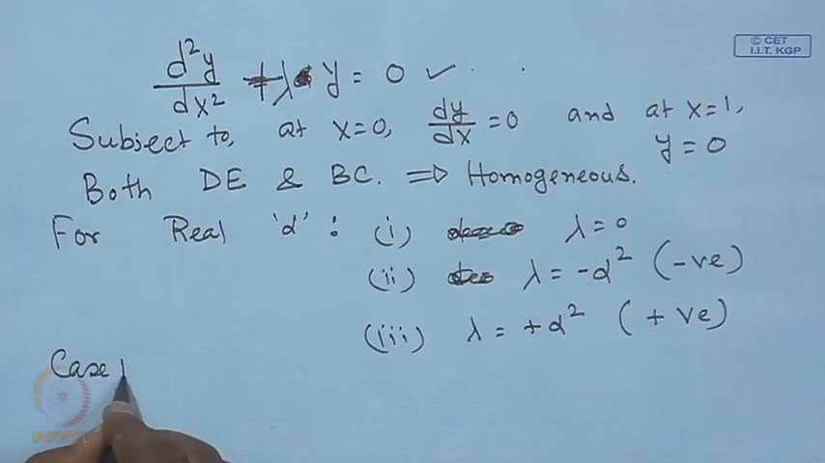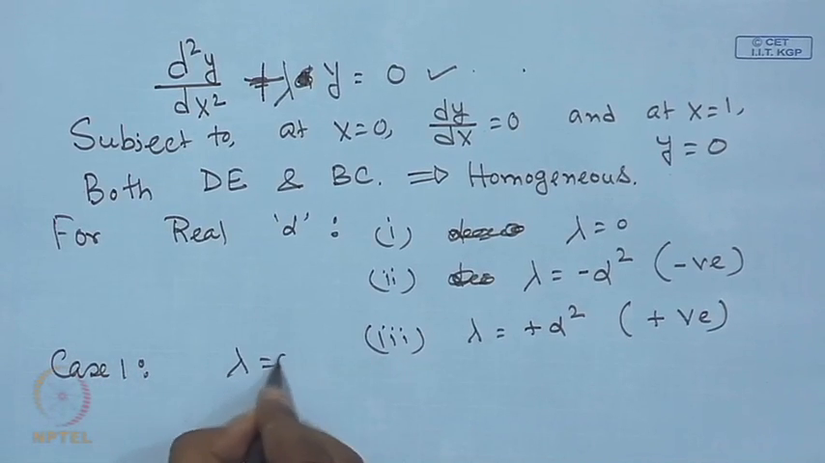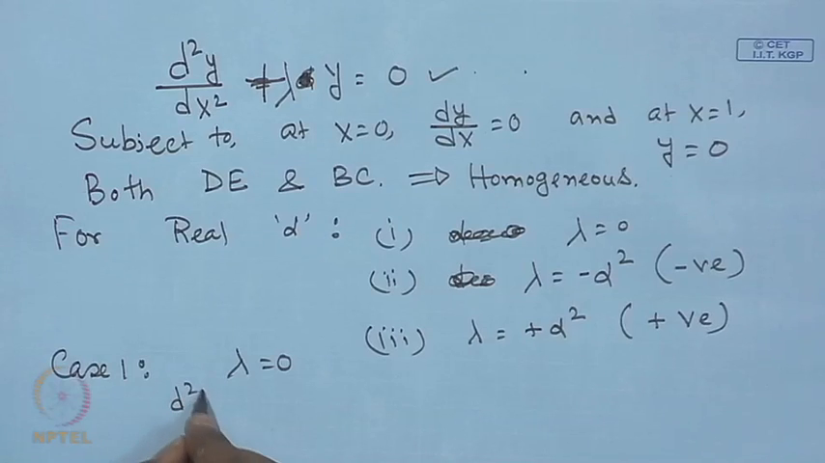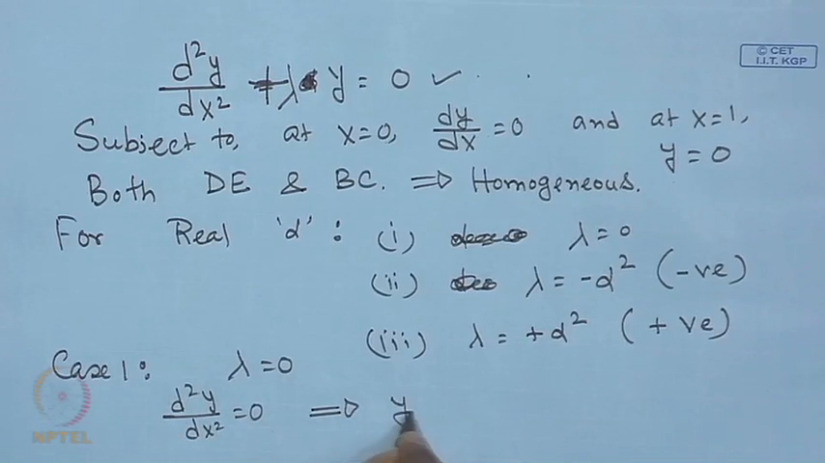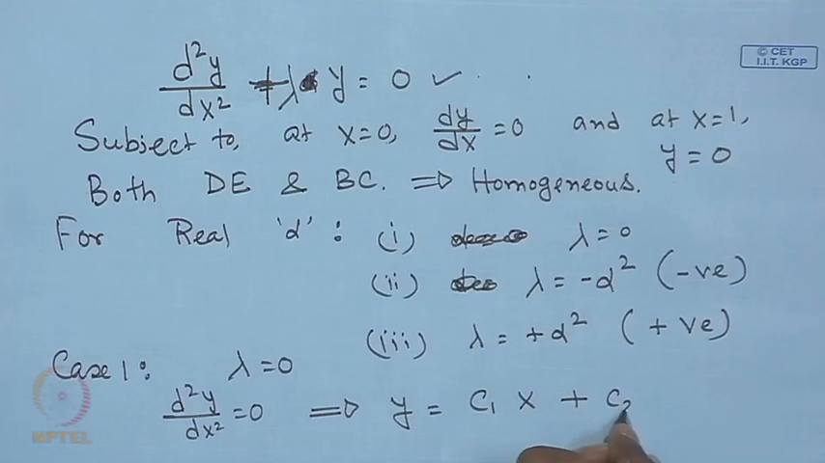So, case 1 will be lambda equal to 0. So, what we will be getting is d square y dx square is equal to 0. Now, we have already seen earlier the solution of this equation is y is equal to c 1 x plus c 2. Next, we utilize these two boundary conditions and evaluate the constants c 1 and c 2 and see what we get.